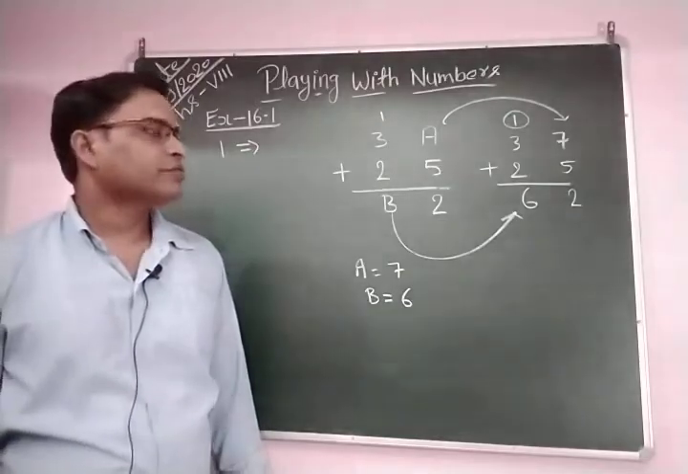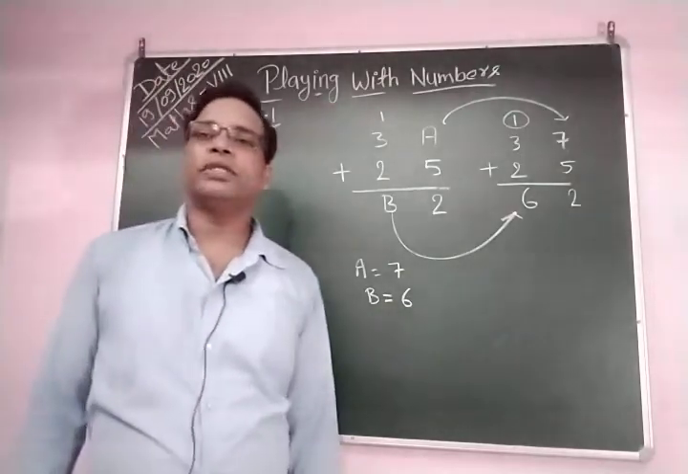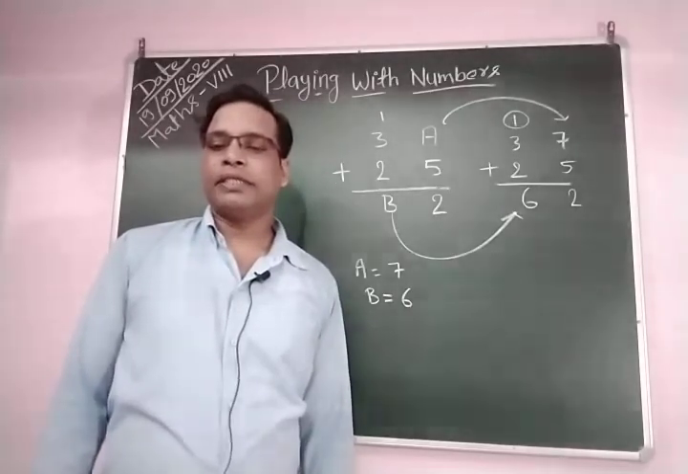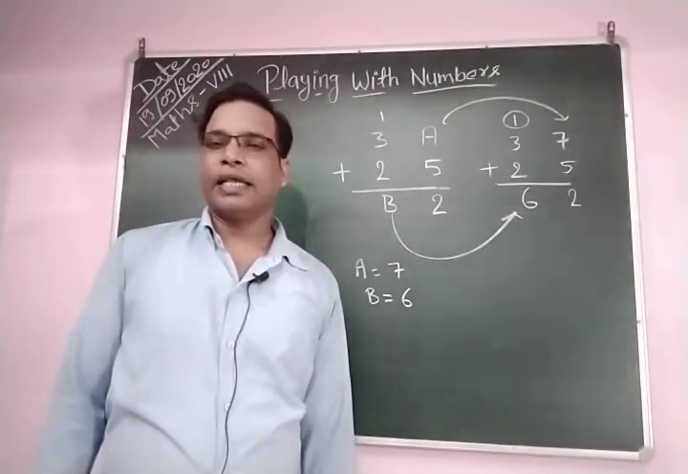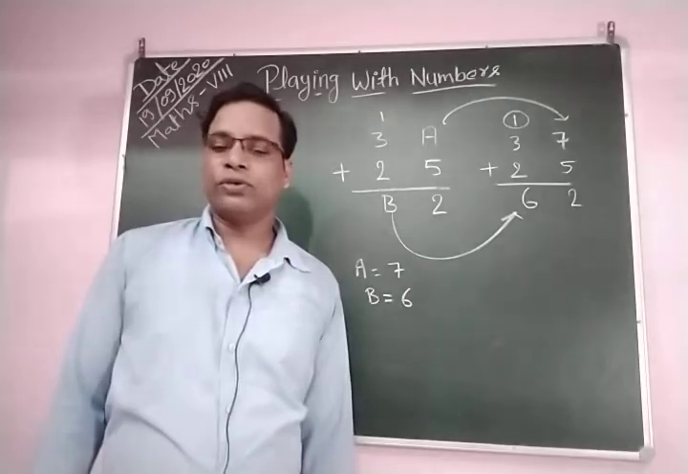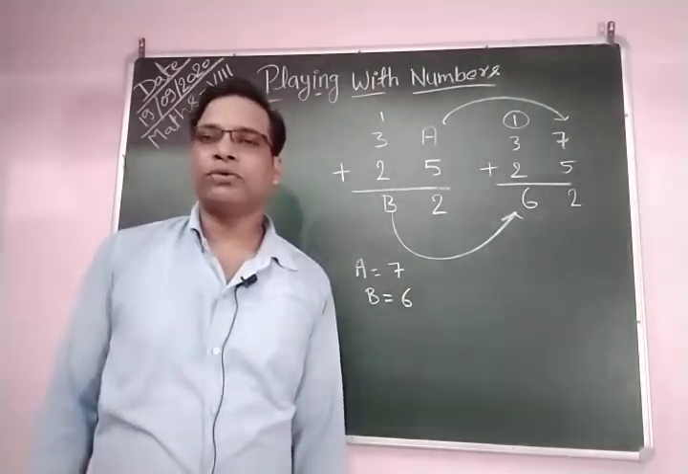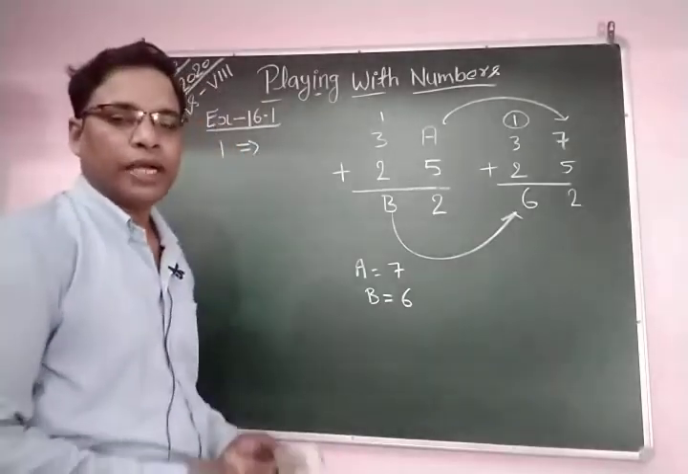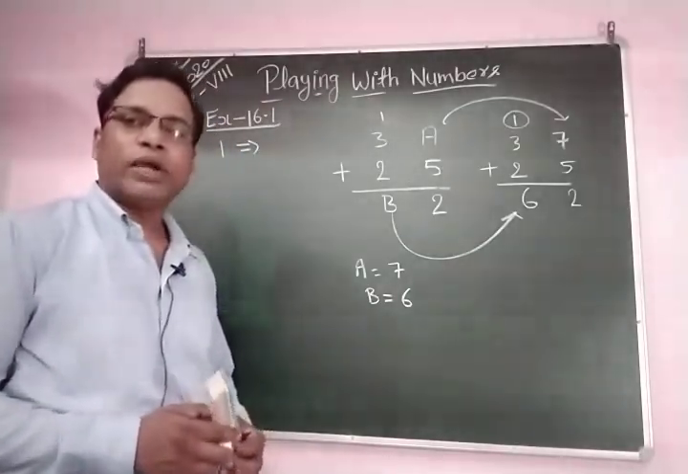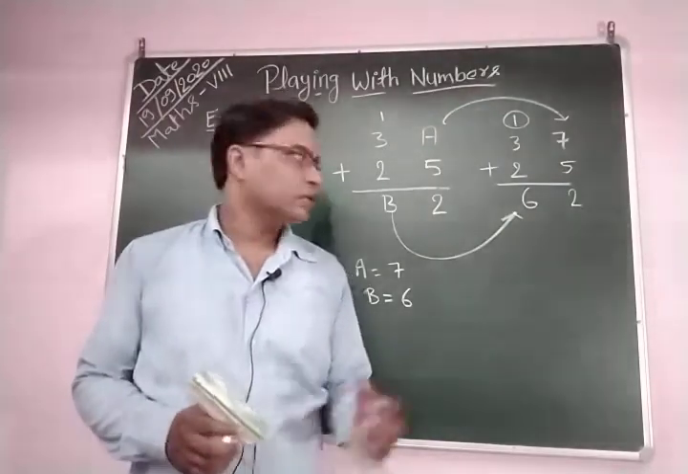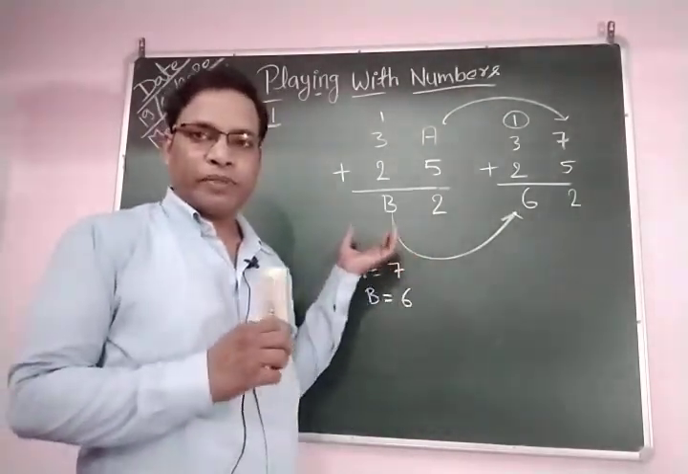Okay, and now we are going to discuss the second question. The second question is 4a plus 98, this is equal to cb3. So let's see how to solve question number 2 of this exercise 16.1, chapter Playing with Numbers. So I hope all can enjoy playing with these numbers.